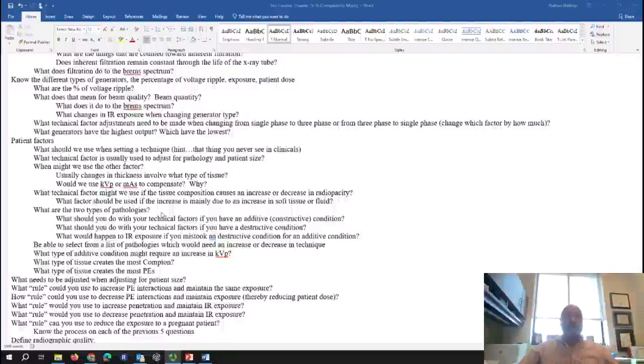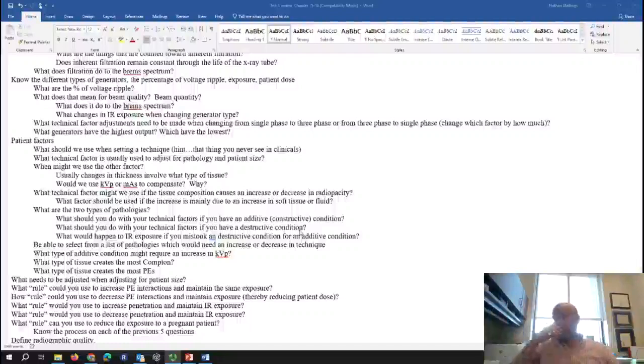So most of the time with additive condition, it's going to be mass, but sometimes it could be KVP if our additive condition gives us a much higher bone density. With destructive, most of the time it's going to be, again, a reduction in mass. With additive, it's going to be an increase in mass. With destructive, it's going to be a decrease in mass. Sometimes we may want to use KVP for those destructive conditions as well.